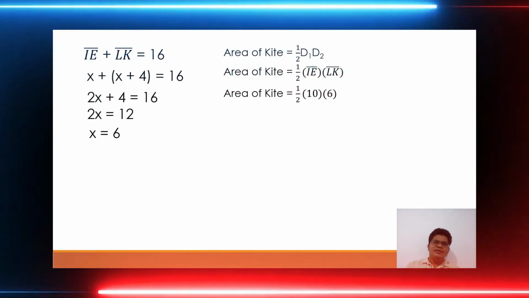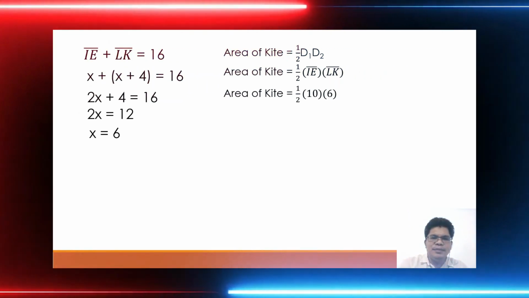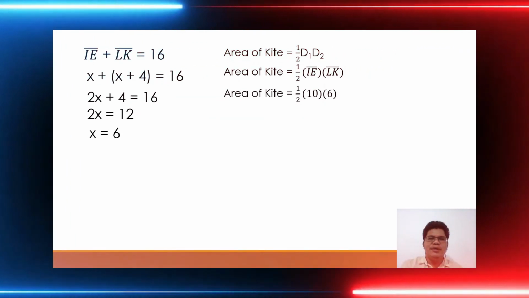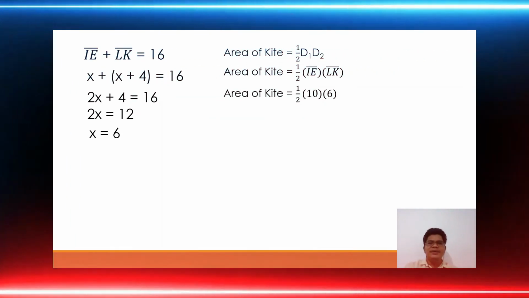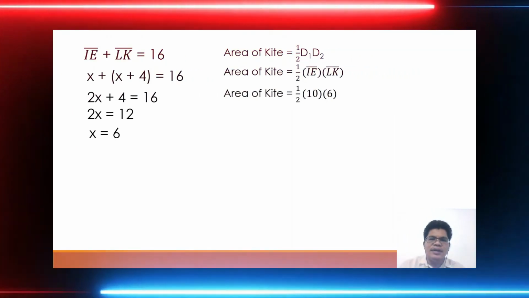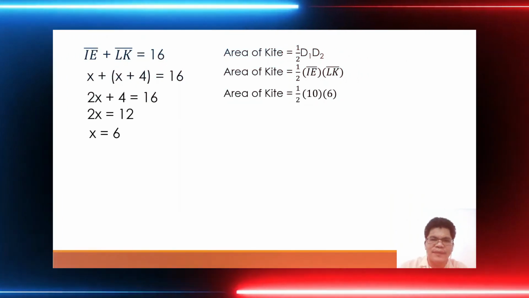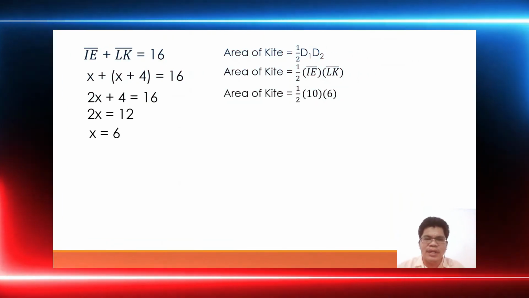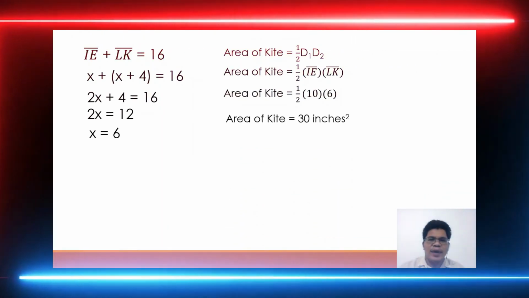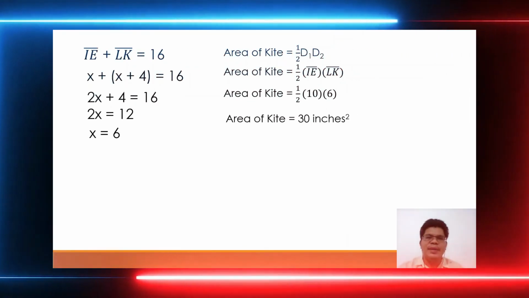Why does it become 10 times 6? Because according to the problem, the measurement of one of the diagonals is 4 more than the measure of the other. So if the first diagonal is 6, then the other diagonal is 10. Or it is also the same as 1/2 times 6 times the quantity of 10. And then it becomes 1/2 times 60. So it becomes now 30 square inches. Any question about problem number 5?